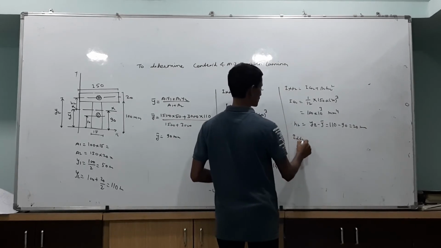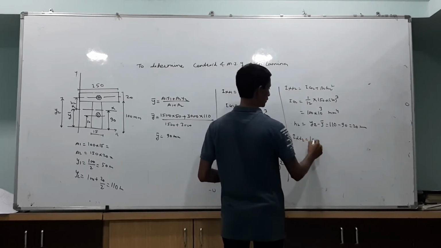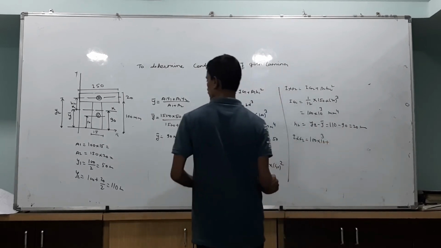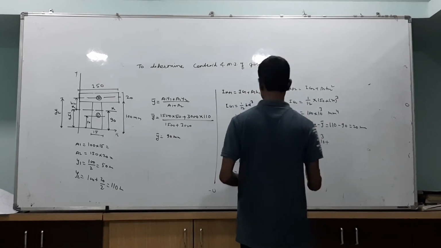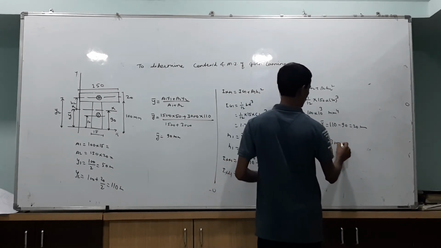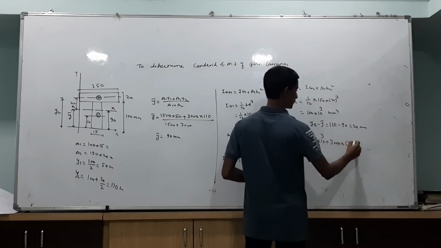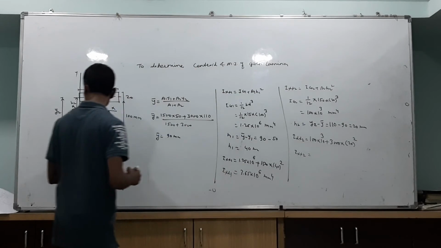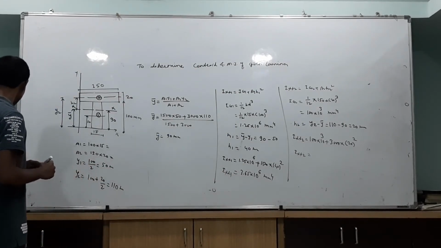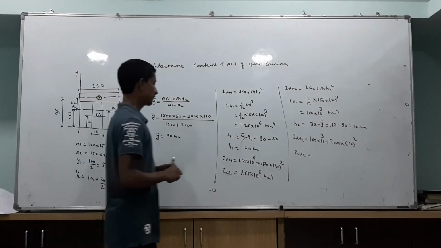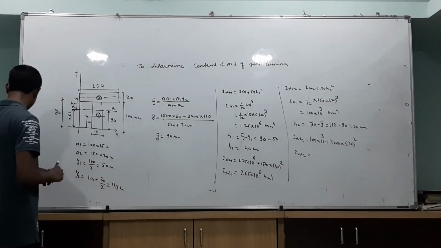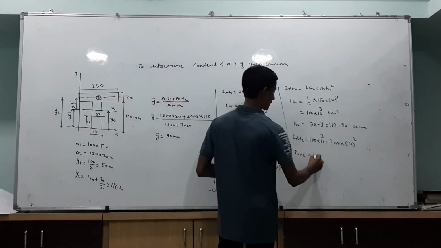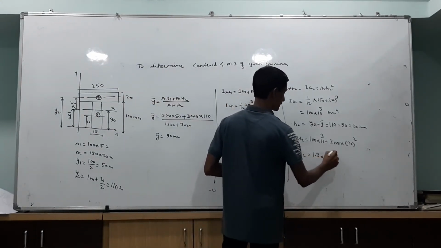So Ixx2 is equal to Ig2, which we have calculated as 100 into 10 raised to 3, plus A2 which is 3000, and H2 is 20 square. So Ixx2 is equal to, after calculation you can get its value, 1.3 into 10 raised to 6.